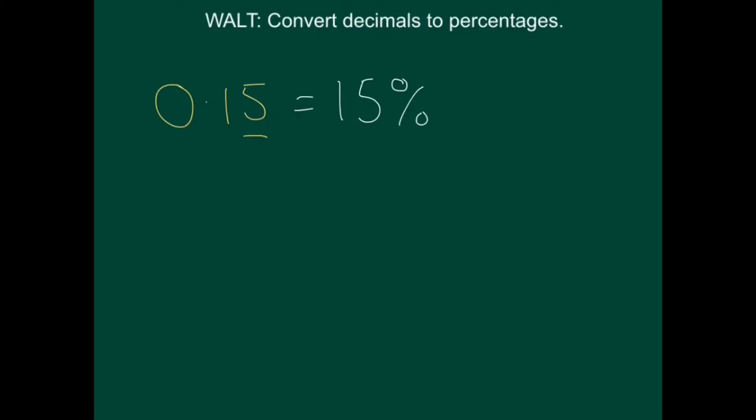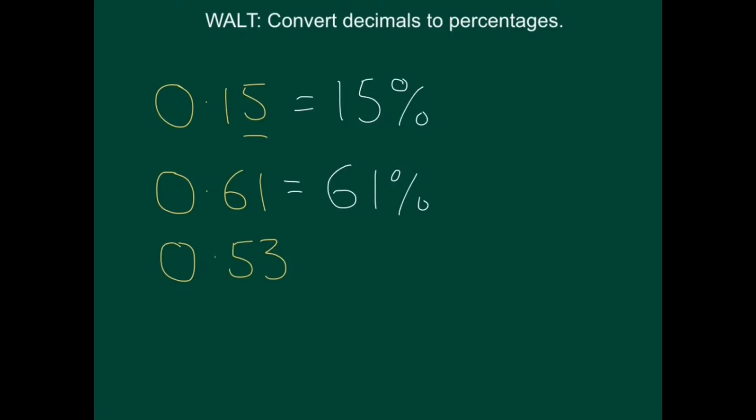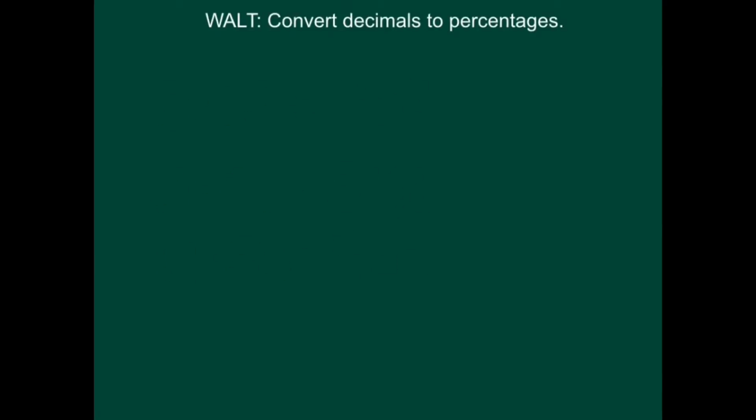It's the same story with 0.61. That converts into 61%, and 0.53 converts into 53%. Easy, huh? Okay, moving on to some tricky ones now.